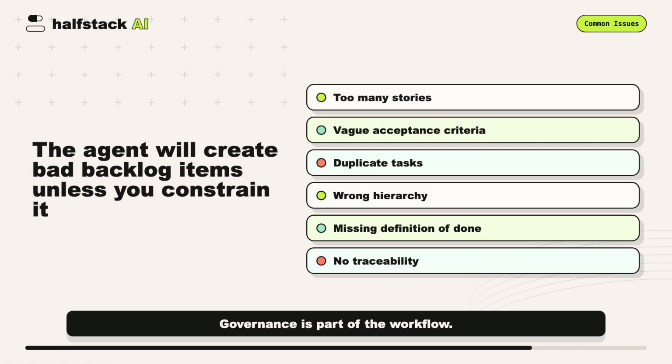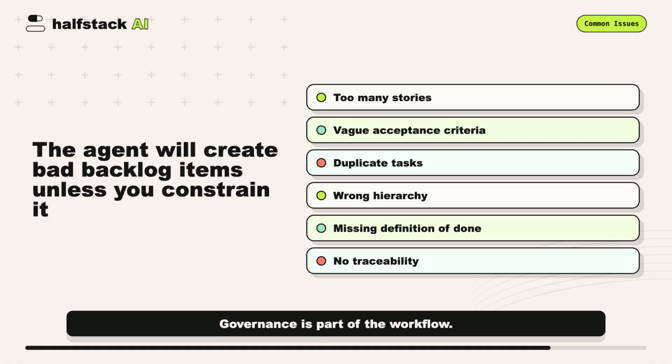Common issues are predictable. The agent creates too many stories because it thinks more output is more helpful. Acceptance criteria become vague because the requirement was vague. Tasks duplicate each other. The hierarchy is wrong. Definition of done is missing. Dependencies are not mapped. Titles are long and inconsistent. Release notes sound like marketing copy instead of delivery notes.